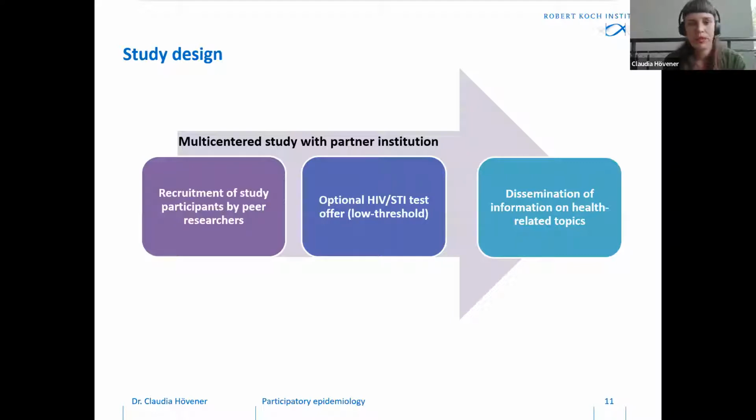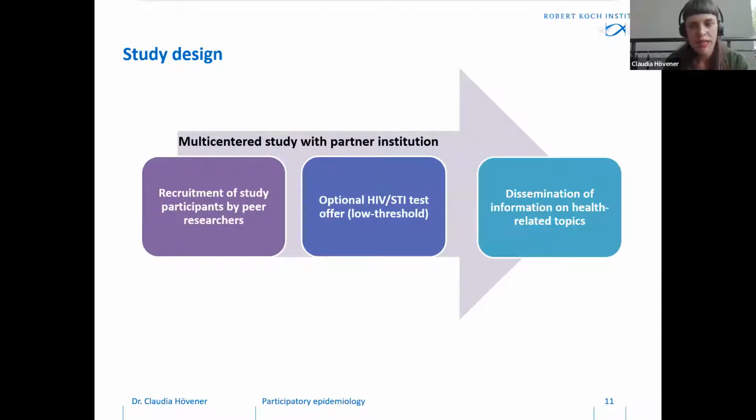What was also important was that we could offer HIV testing, low threshold HIV testing, but that we could not have it be part of the study. And that was something that we really had to convince the ministry of, because they also wanted us to collect blood samples, but the community partners insisted that that was not going to be possible. And so we decided not to have it be part of the study.